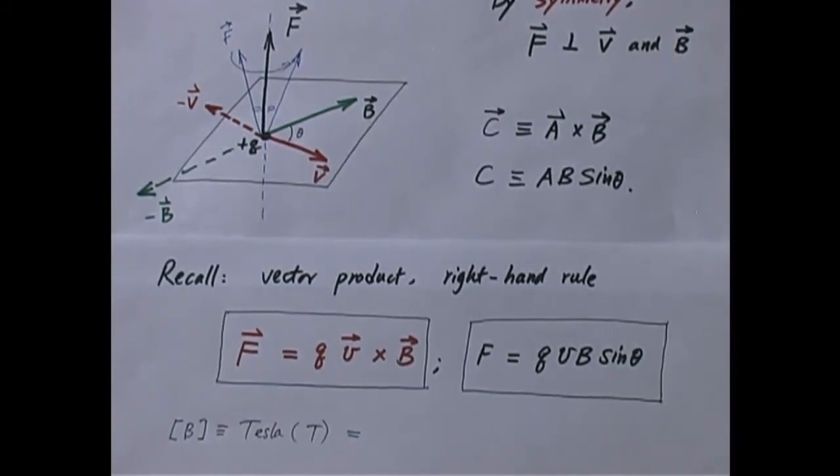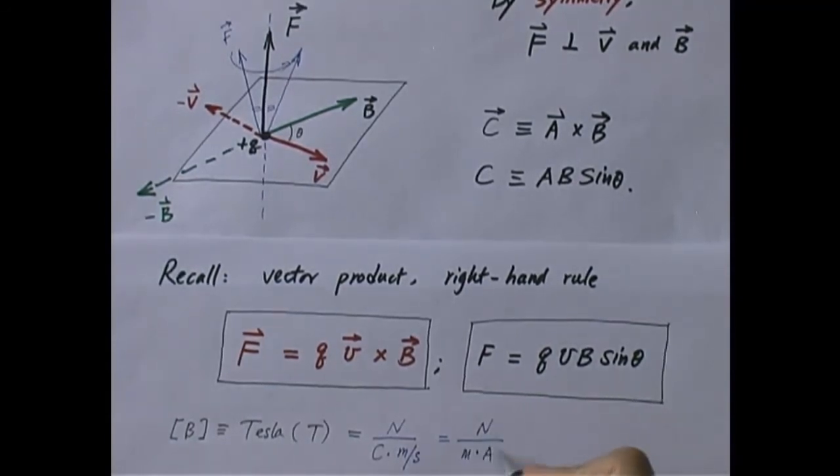What is Tesla equivalent to? We use this formula to figure that out. It will be Newton right here, divided by what? Q times V. Q is charge, and V is meters per second. Now, Coulomb per second, that is amp. So it's Newton per meter per amp. So 1 Tesla is equivalent to 1 Newton per meter per amp. That is the SI unit of the magnetic field.